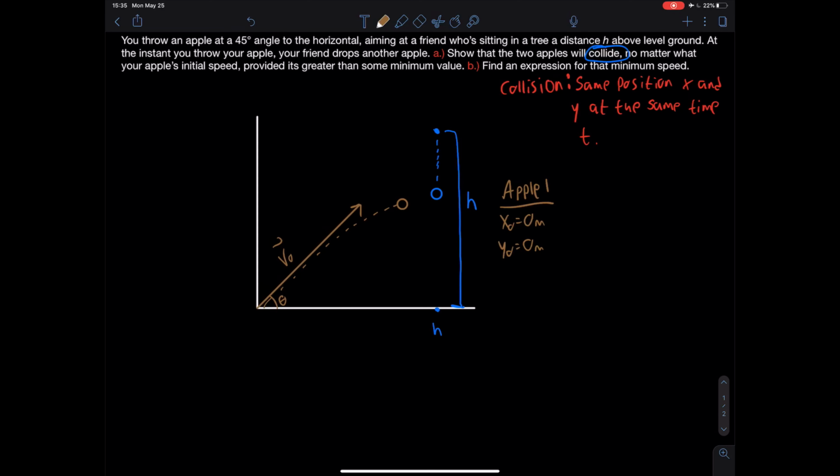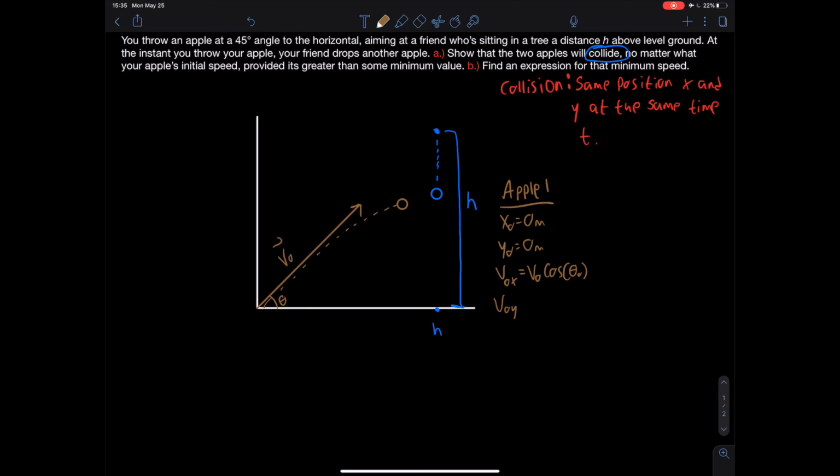What about our initial velocity in the x? Our initial velocity in the x direction is going to be the component of our initial velocity in that direction, and this is going to be the magnitude of the initial velocity times cosine of our launch angle.